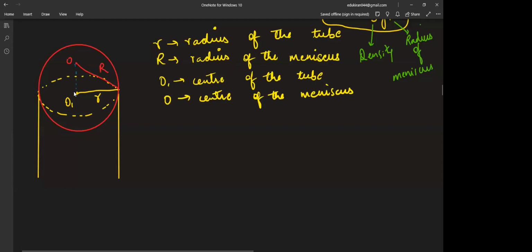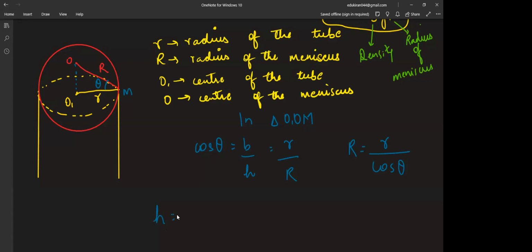Now we'll join this and make it a triangle. Let's name this point as M so that this becomes one triangle. And let's take this angle as theta. Now, in triangle O, O1, M, cos theta is base by hypotenuse. So the base is small r, the hypotenuse is capital R. So cos theta is small r by capital R. What is the radius of the meniscus equal to? R equals r by cos theta.